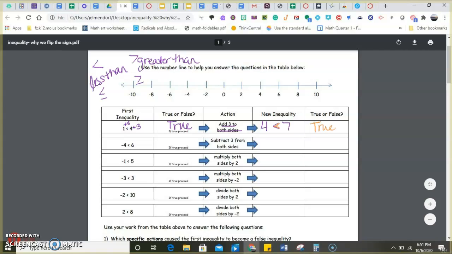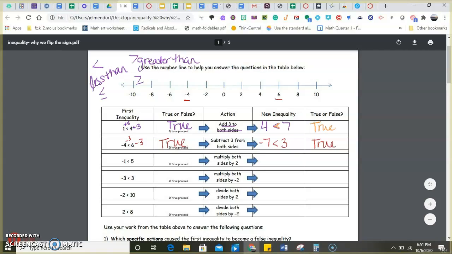Looking at our next one, we have -4 is less than 6. So again, here's -4, here's 6, the bigger number. It's eating the 6, so this is a true statement. We need to subtract 3 from both sides. So I'm going to subtract 3 from this side and subtract 3 from this side. -4 minus 3, and I'm going to get -7 is less than 3. Is this still a true statement? Yes, this is still true.